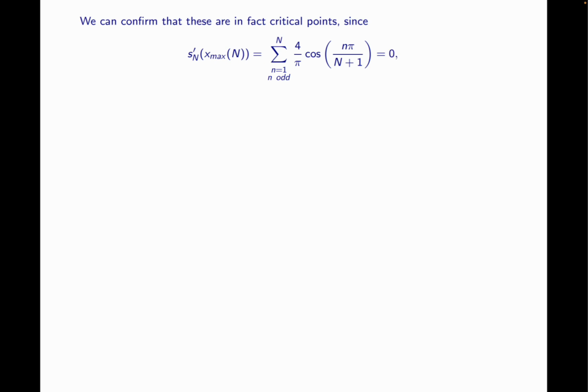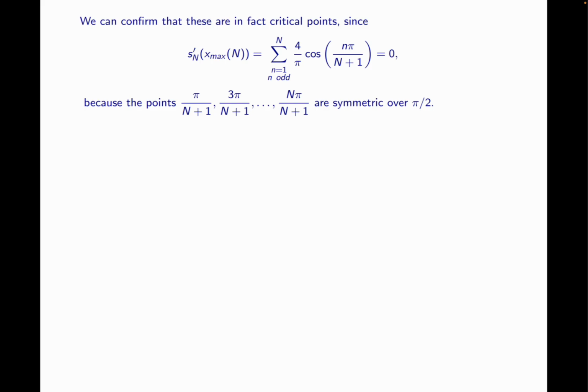Why is it 0? Well, notice that as n goes from 1 to big N, I essentially get evenly spaced points on the interval from 0 to pi. And of course, cosine goes from 1 to -1 in that interval. And because they're evenly spaced, these points are symmetric over the midpoint pi over 2.